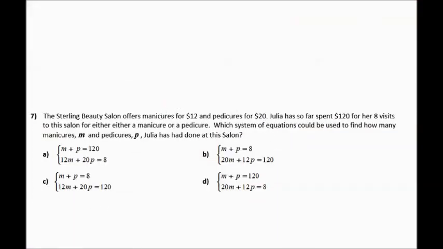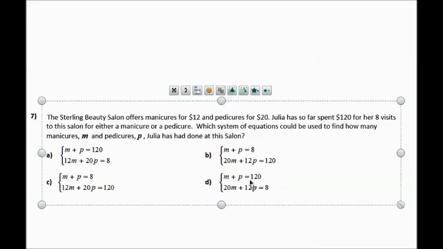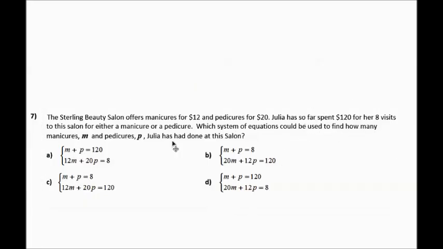Here we have a word problem, and we have instructions on how to solve these types of word problems in our notes that we're going to be following. Here they say that at this beauty salon, they offer manicures for $12 and pedicures for $20. Julia has so far spent $120 for 8 visits to the salon, where she's gotten either a manicure or a pedicure. Which system of equations could be used to find how many manicures M and pedicures P Julia has had done at this salon? Well, we're looking at our options.